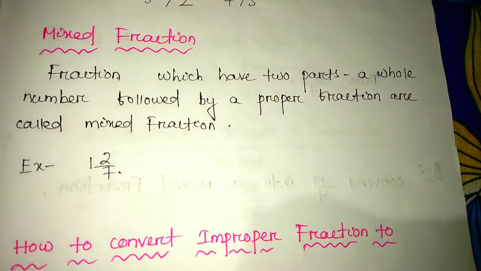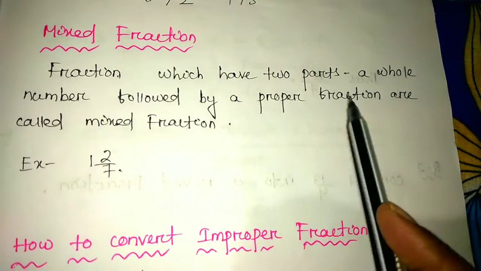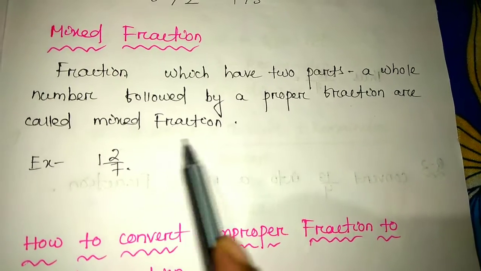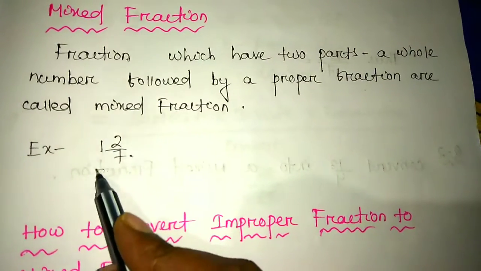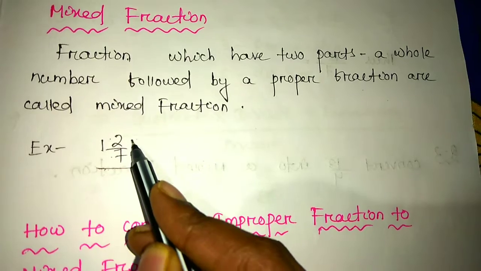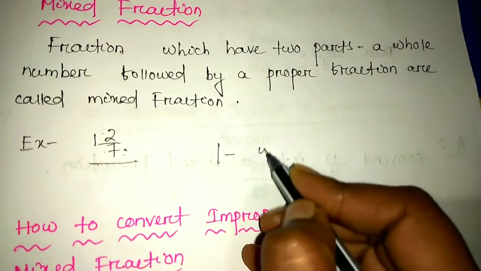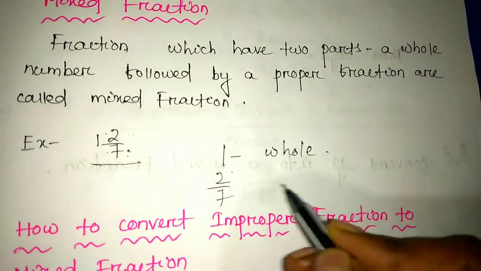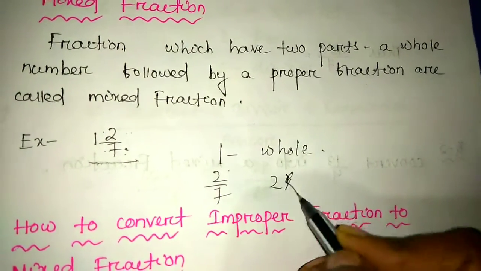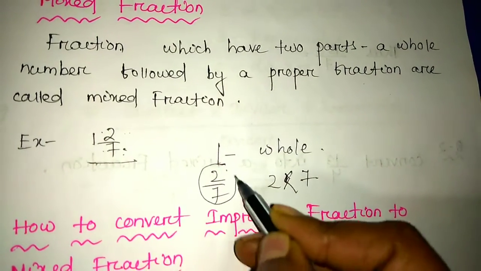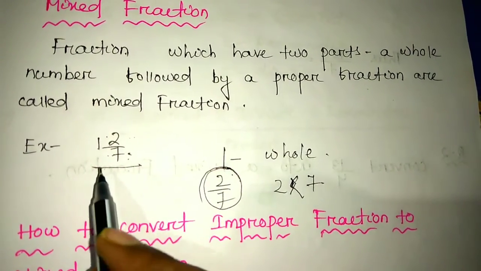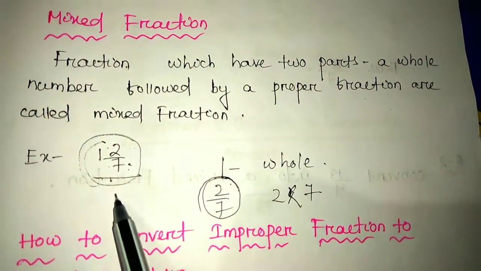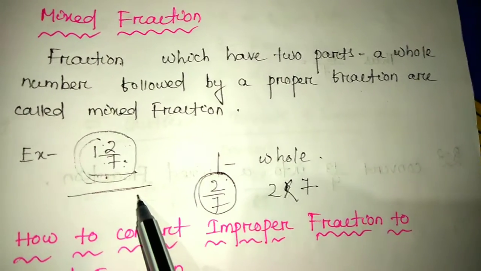Now we learn what is a mixed fraction. A fraction which has two parts, a whole number followed by a proper fraction, is called a mixed fraction. In the fraction 1 whole 2 by 7, 1 is a whole and 2 by 7, here the numerator is less than the denominator, so 2 by 7 is a proper fraction. So 1 whole 2 by 7, this fraction is known as a mixed fraction.